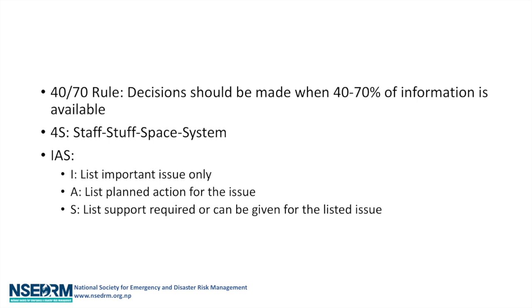A few tools that will help in effective meetings are the 40-70 rule. In this rule, decisions should be made when 40 to 70% of information is available. Another rule is 4S that will take into account staff, stuff, space, and system.